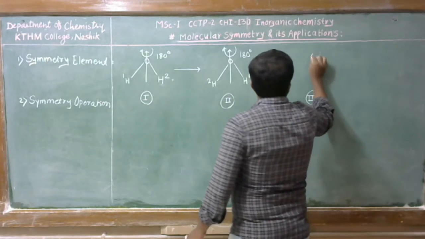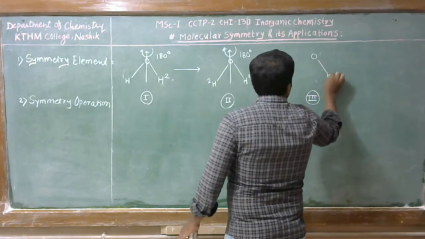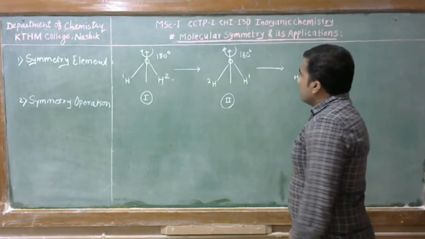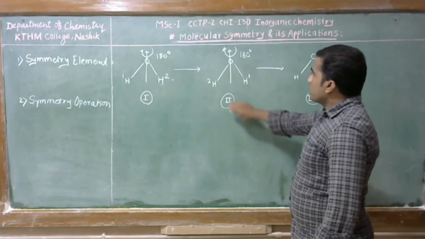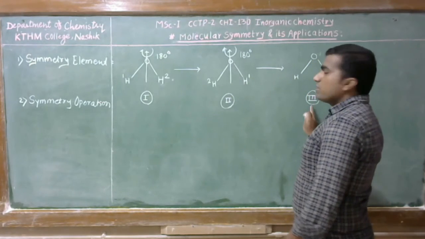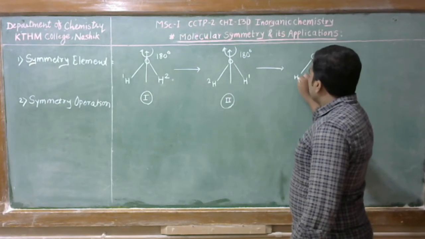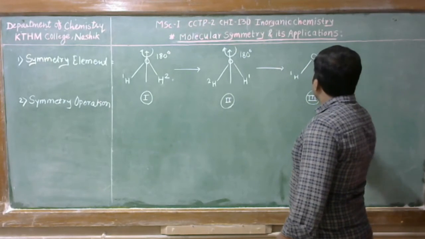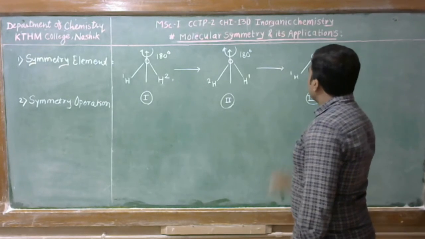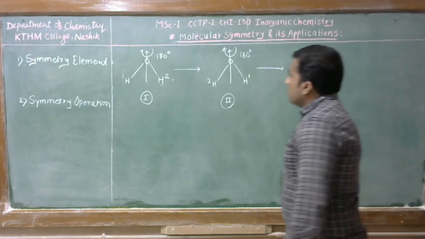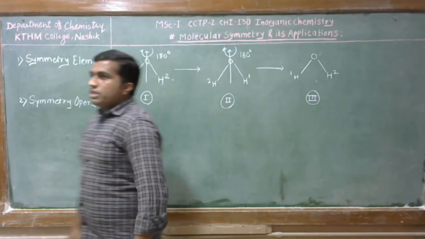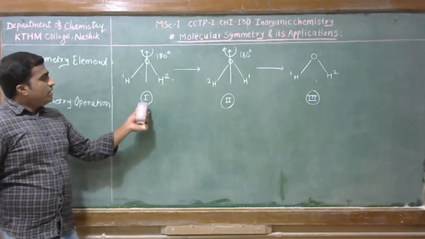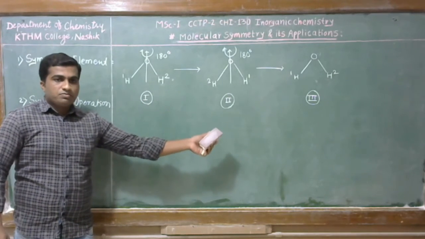Okay. So oxygen atom, hydrogen atom and hydrogen. Again, what will be the position of these two hydrogen in the configuration number 3? Here, 1 and 2. Okay. So this is the configuration number 3. So by the rotation of water molecule, we'll get the 3 different configurations.